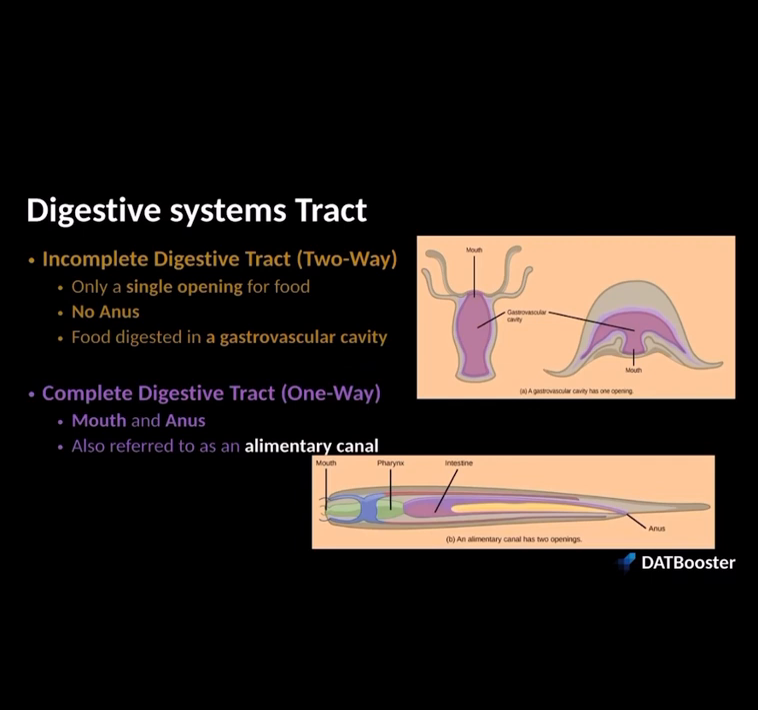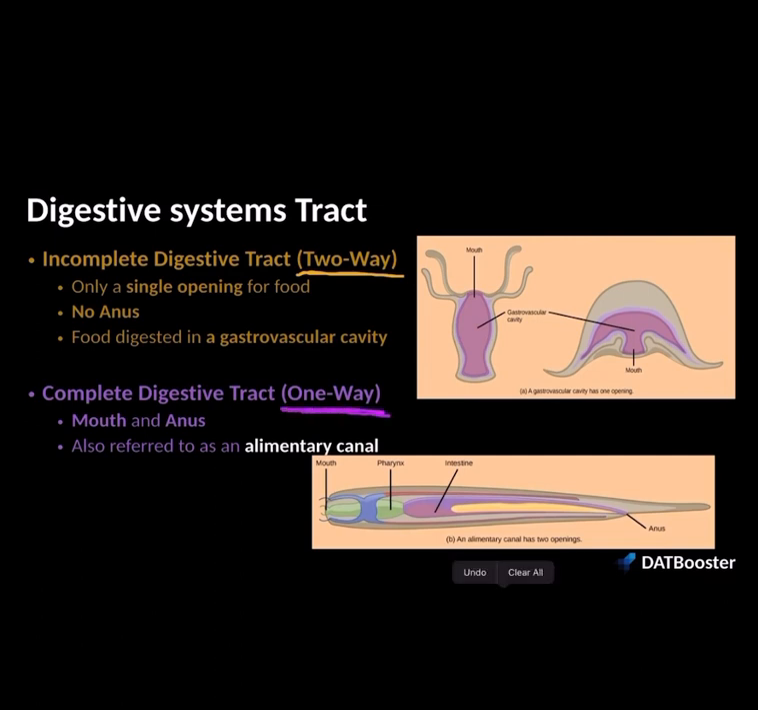Speaking of GI tracts, let's take a look at them. So this is not going to be associated with just triploblastic coelomates. This is going to be for all types of animals found in the kingdom Animalia. So there's two types of digestive systems in animals. Number one is called an incomplete digestive tract. This is often referred to as two-way digestion. Number two is a complete digestive tract, and this is referred to sometimes as one-way digestion.